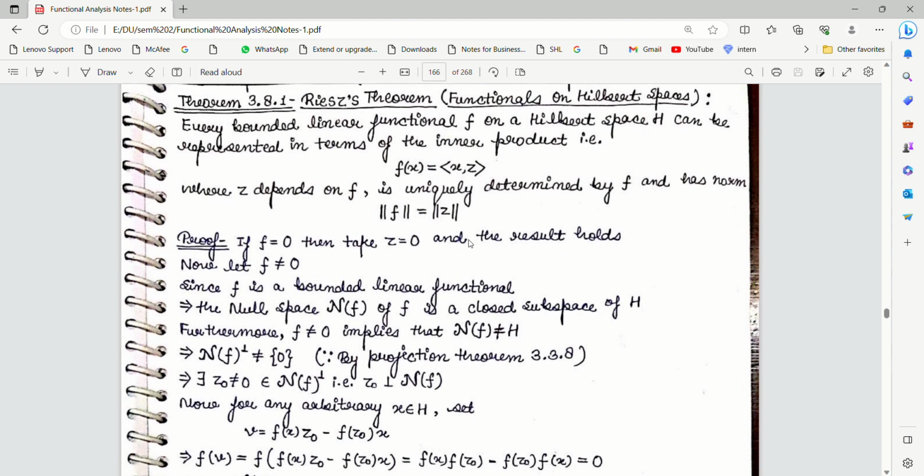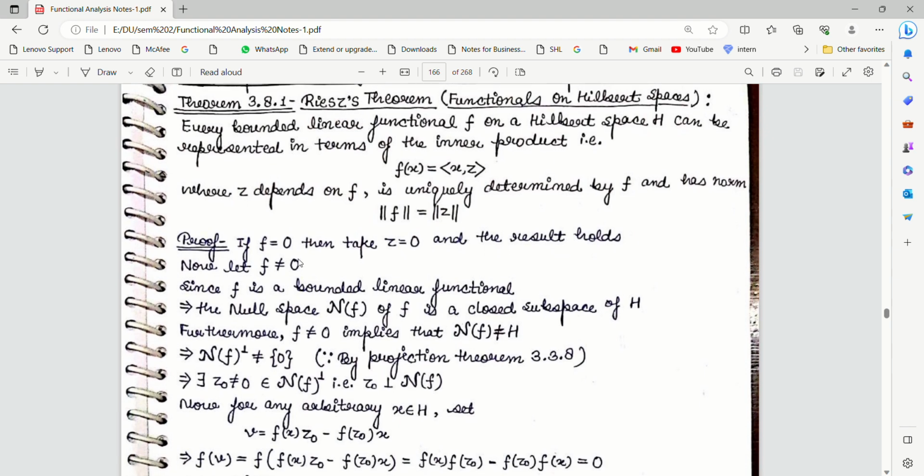Now we will talk about the case where f is not equal to 0. Since f is a bounded linear functional, the null space of f, that is N(f), is a closed subspace of H. Then if f is not equal to 0, the null space of f cannot be equal to H.